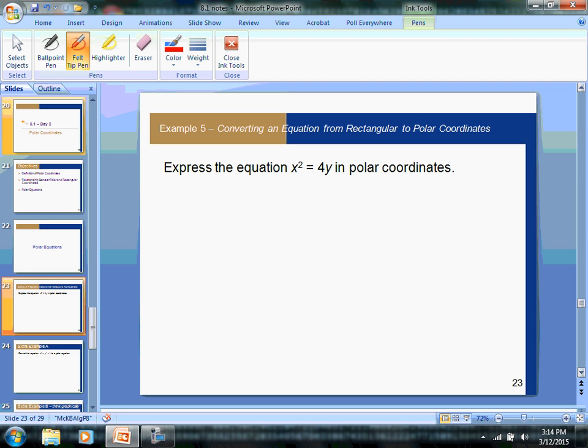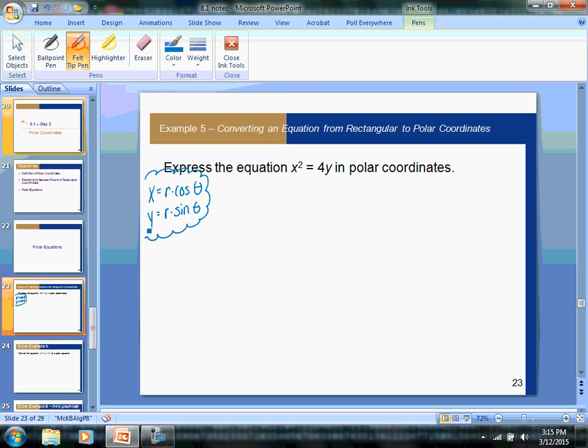We have to remember that x in rectangular form is equal to r times the cosine of theta, and y is equal to r times the sine of theta. Now we also have the equation x squared plus y squared equals r squared, but we're not going to need that so much for this particular example. But these two equations that we were talking about in the previous section of notes, we will need those to do this problem.